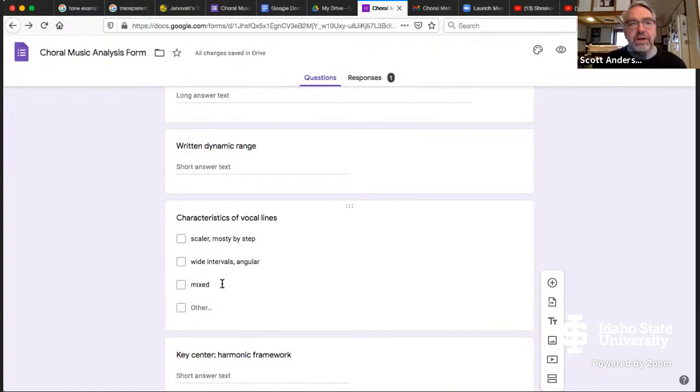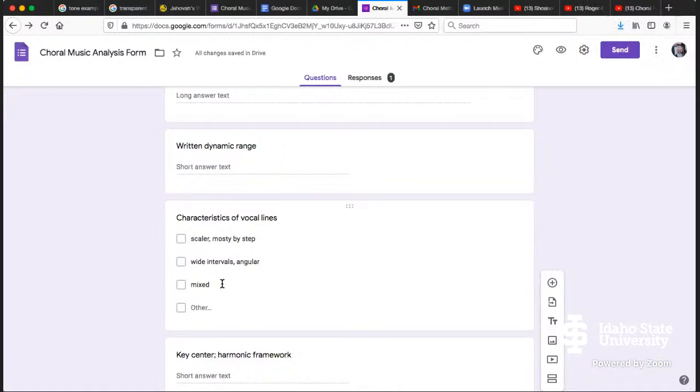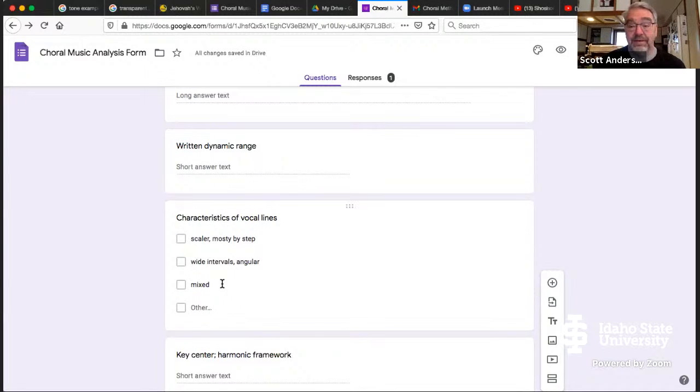Written dynamic range is what in the piece is indicated. So in this arrangement of America the Beautiful, what are the written dynamics? There are none. That's what you'd write: none written.